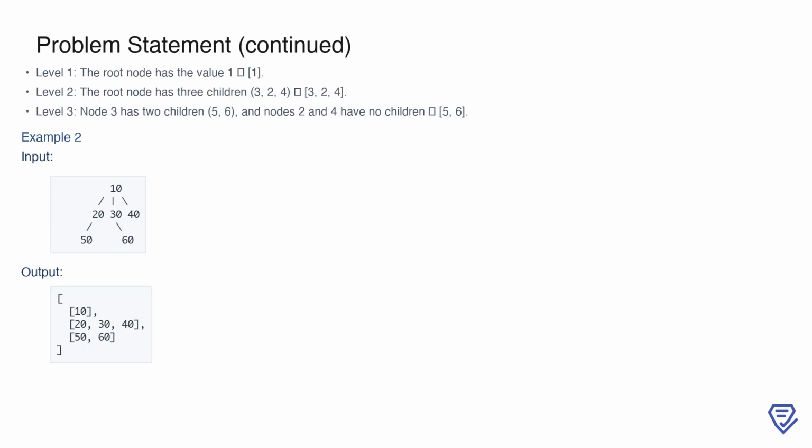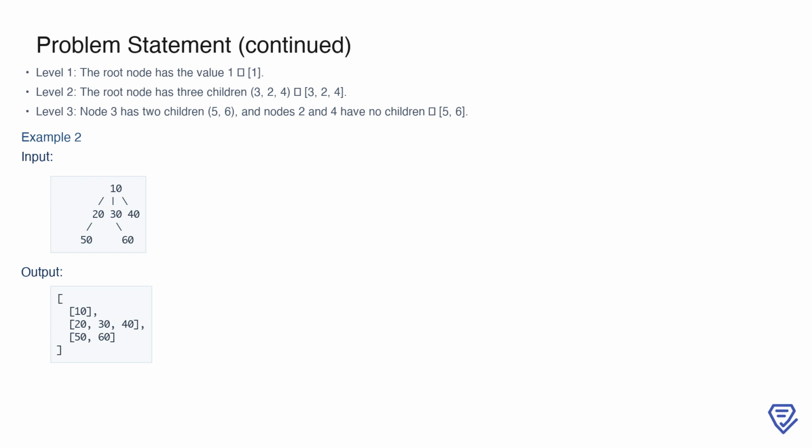Breaking it down further, at level 1, we only have the root node, which has the value 1. So, the first list in our output is 1. At level 2, the root node has 3 children with values 3, 2, and 4, so the second list is 3, 2, 4. Finally, at level 3, node 3 has 2 children with values 5 and 6, while nodes 2 and 4 have no children. This gives us the third list, 5, 6.